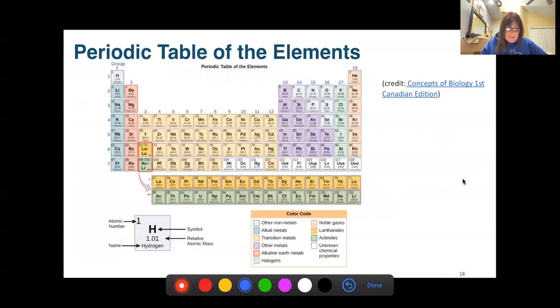And then we have the periodic table. So like I said, make sure you have one of these periodic tables. Being able to use the periodic table is a very important skill. I'm going to go through this slowly with you, so if you can follow along with your periodic table, that would be helpful.